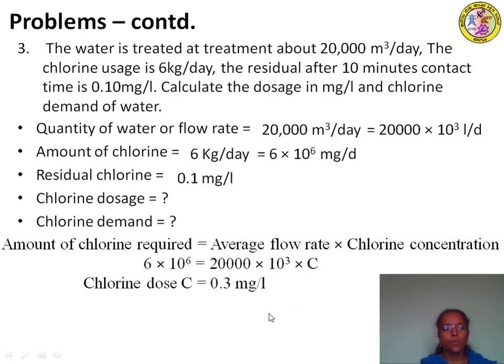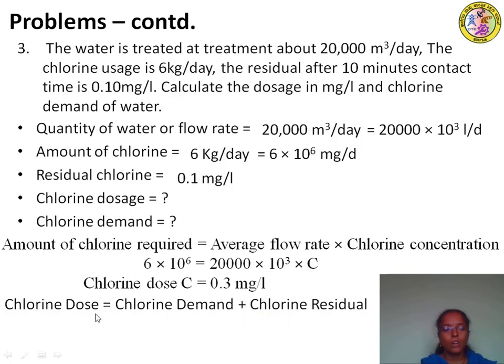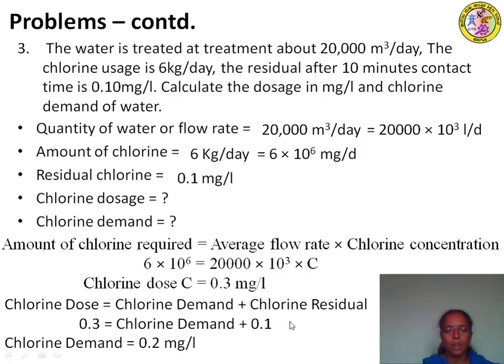Next, to find the chlorine demand, we know that chlorine dosage is equal to chlorine demand plus residual chlorine. Let us substitute it. Chlorine dosage is 0.3, chlorine demand is unknown, plus residual chlorine 0.1. Therefore, chlorine demand is 0.3 minus 0.1, that will be 0.2 milligram per liter. Chlorine demand is total chlorine minus residual chlorine, so 0.3 minus 0.1 is 0.2 milligram per liter.